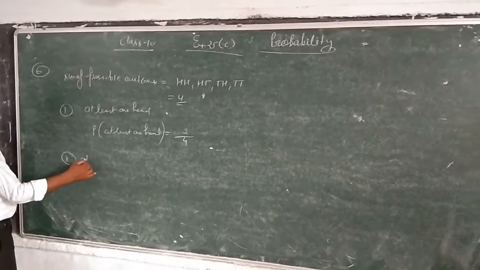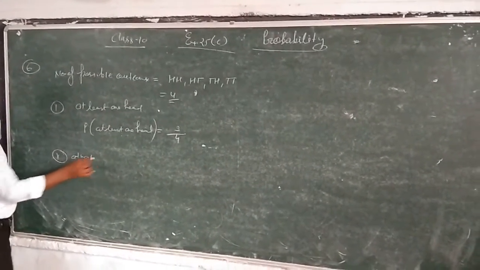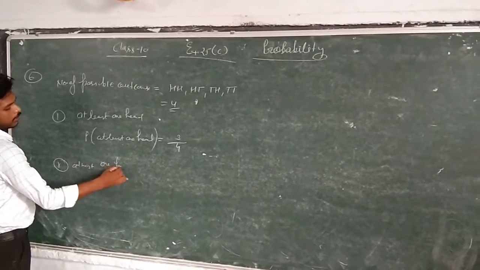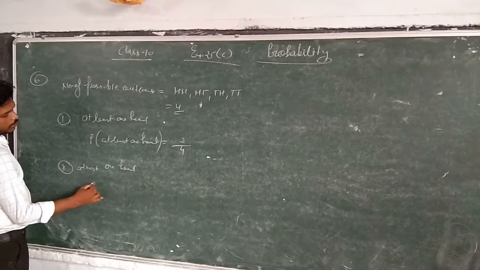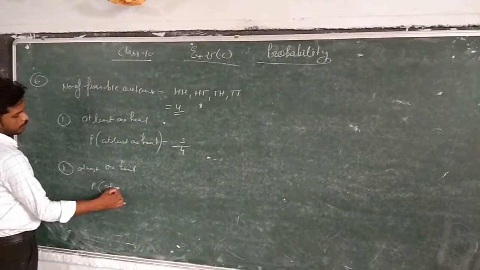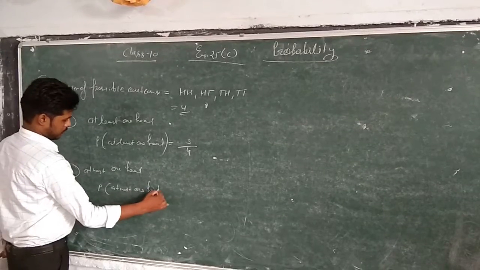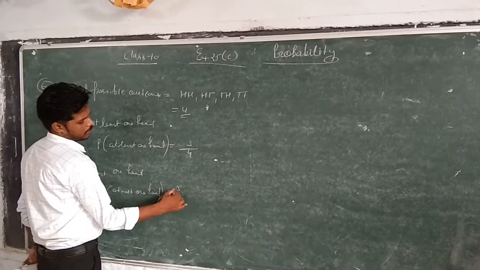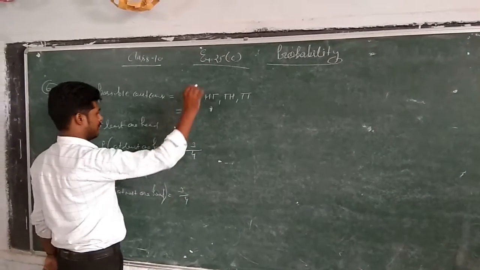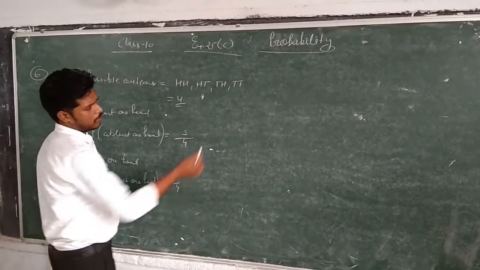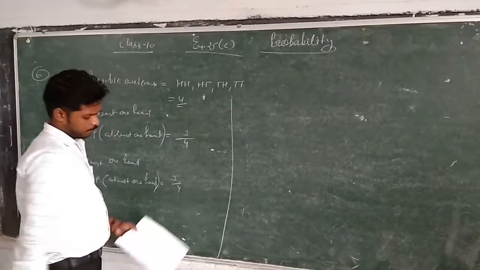Second one, at most one head. This is the same: P, at most one head, is equal to 3 upon 4, because he is asking for at most one head. He is talking about one head.